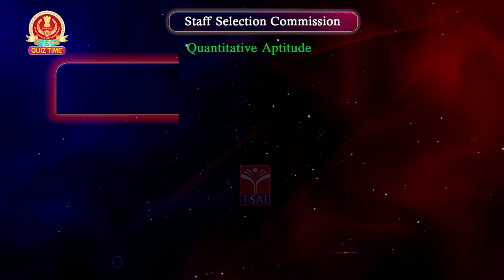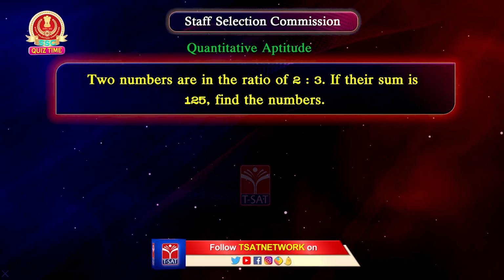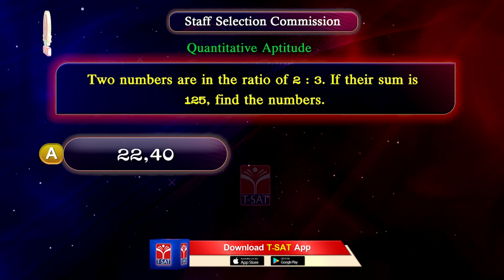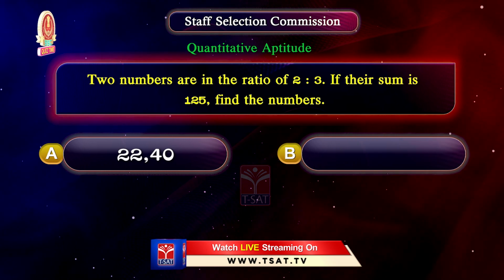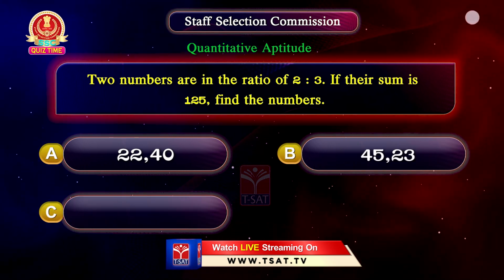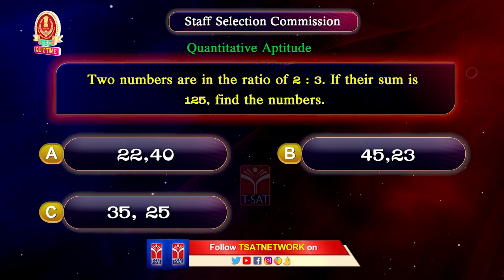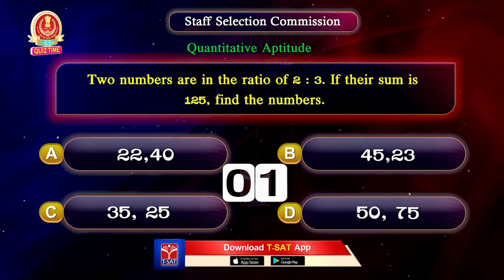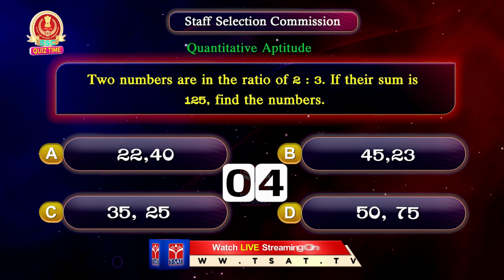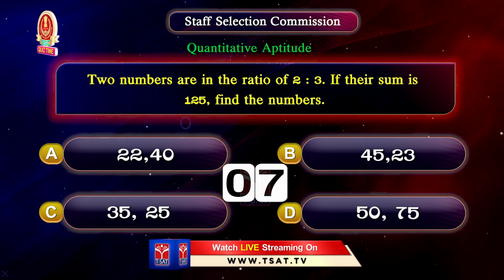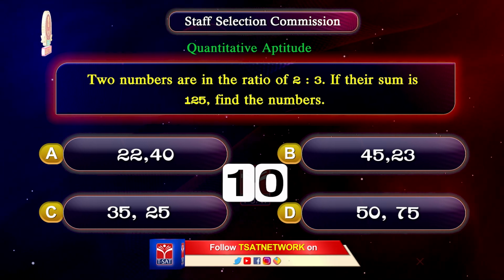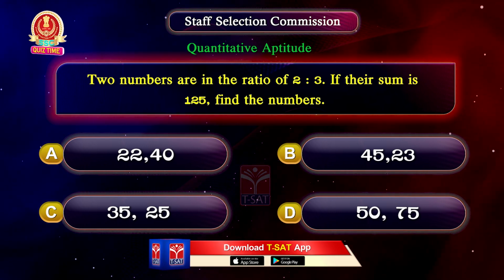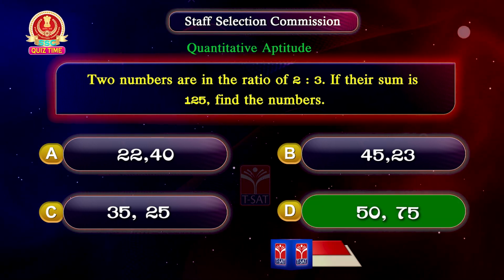Next question. Two numbers are in the ratio of 2:3. If their sum is 125, find the numbers. Option A, 22 and 40; option B, 45 and 23; option C, 35 and 25; option D, 50 and 75. Your time starts now. The correct answer is option D, 50 and 75.